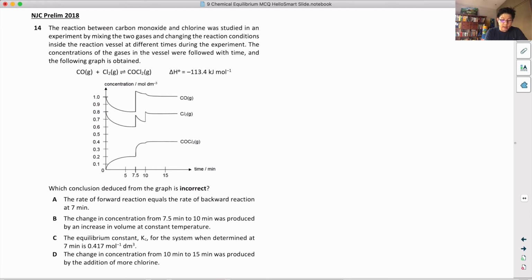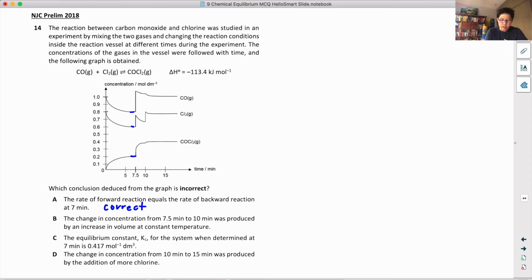Look at this, it is a reaction between carbon monoxide, chlorine, and COCl2. What conclusion deduced from the graph is incorrect? They want the incorrect one. The rate of the forward reaction equals the rate of the backward reaction at 7 minutes. Okay, 7 minutes is over here. So 7 minutes is actually at equilibrium, so this is correct.